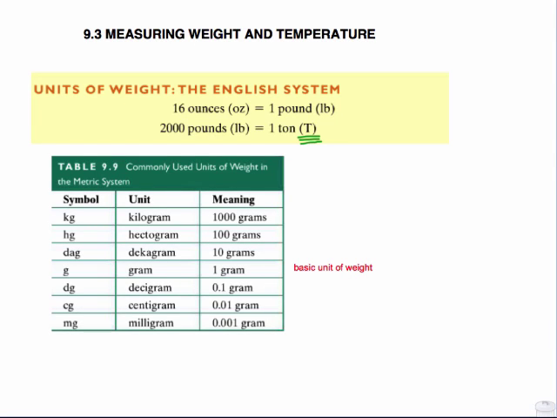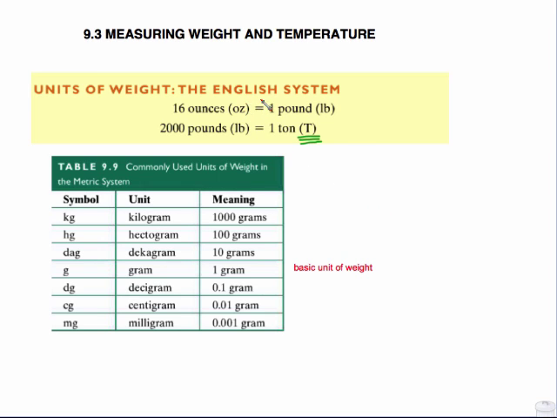This video covers section 9.3, measuring weight and temperature. We're going to do much the same thing we've done in the past several videos. We will have charts that give us the conversion values, and then we will use our unit fractions and the dimensional analysis to do the converting.